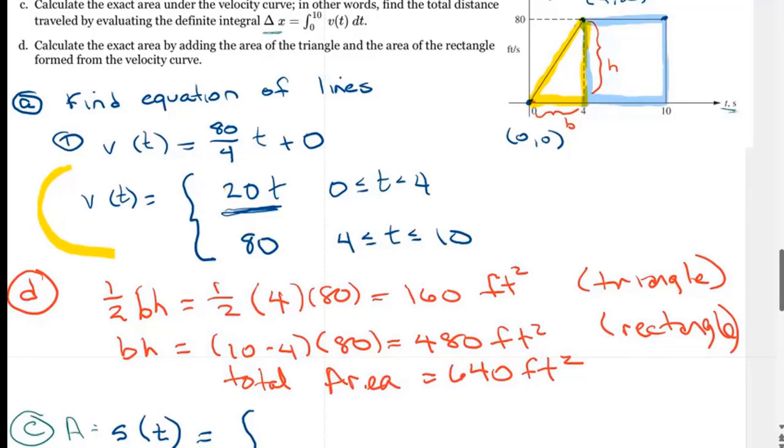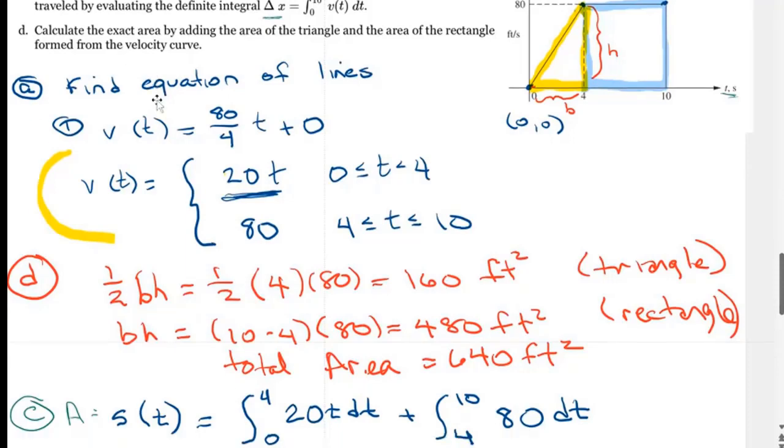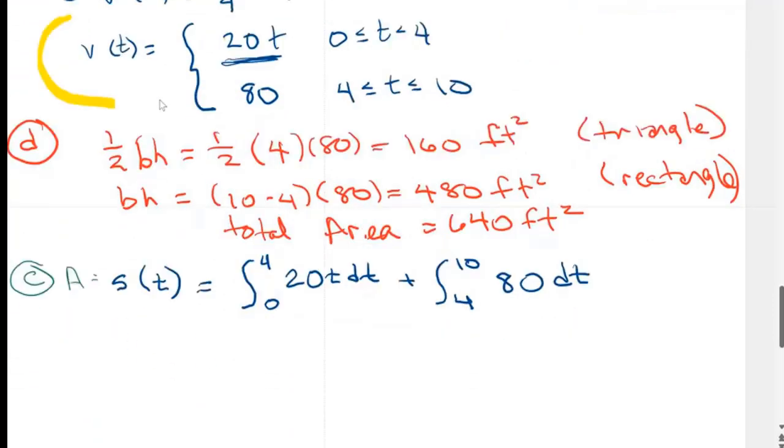I'm going to go from 0 to 4 of 20t dt, and I'm going to add on to that the integral from 4 to 10 of 80 dt. Because I have two different equations that happen in two different places, I have to really separate them out. Now it's really just a matter of doing the integration.